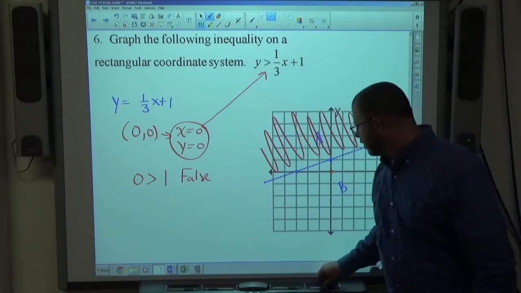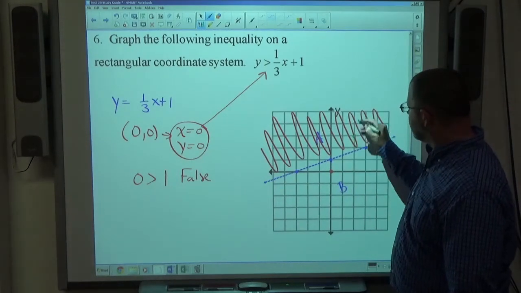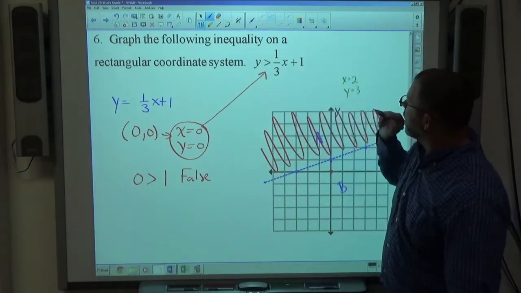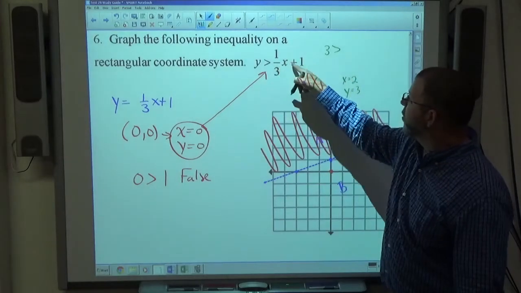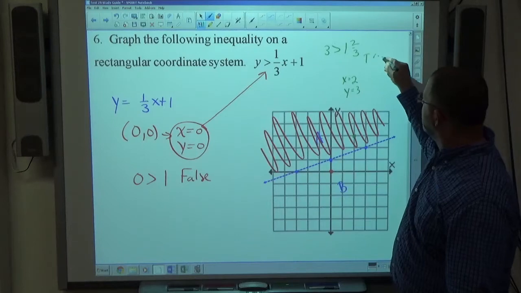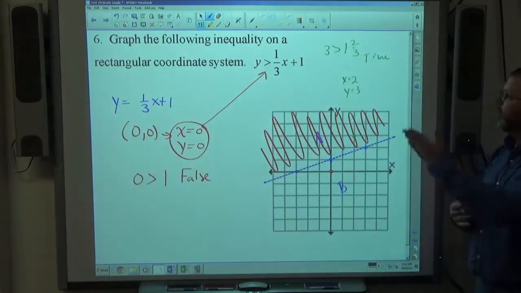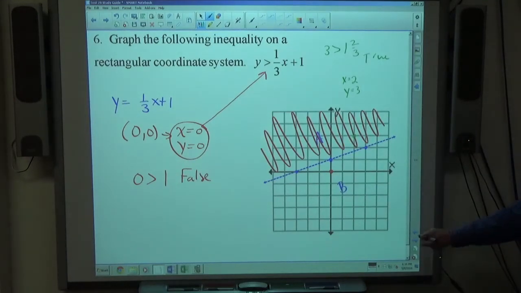Had I picked another point, let's say I picked this point here, 2, 3, and I put that into this. Y is equal to 3. 2 times 1/3 is 2/3 plus 1 is 1 2/3. 3 greater than 1 2/3 is true. But notice the test point lives in region A, which still means shade region A. So whether you get true or false, you can figure out what the truth is. Just shade the truth every time.